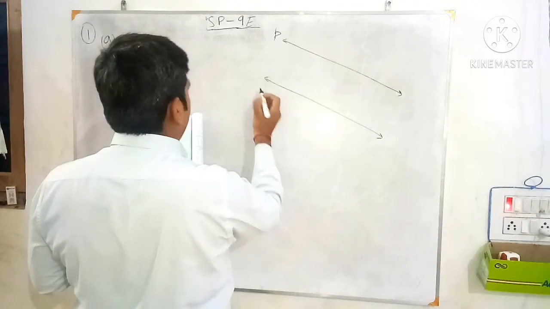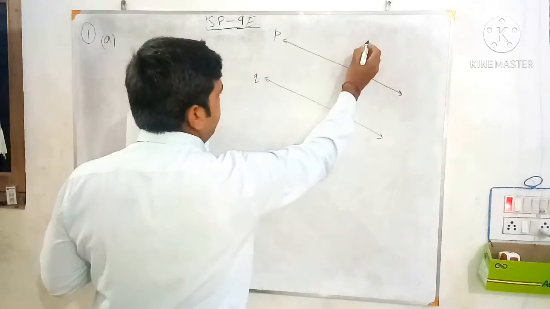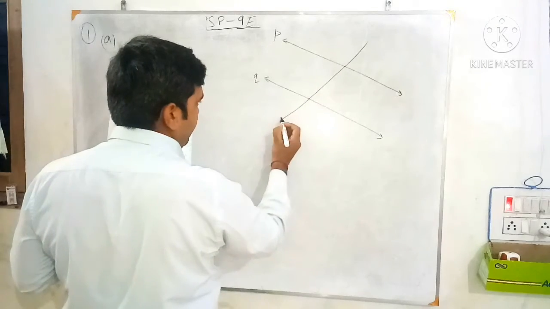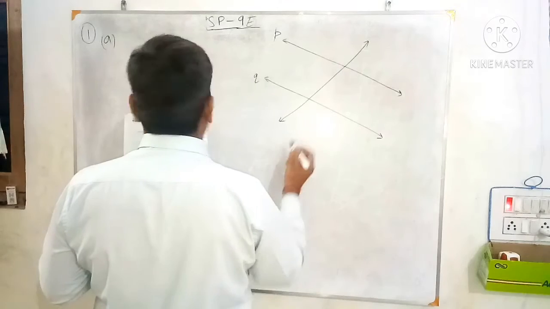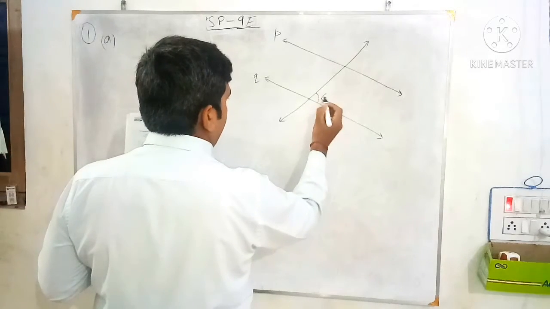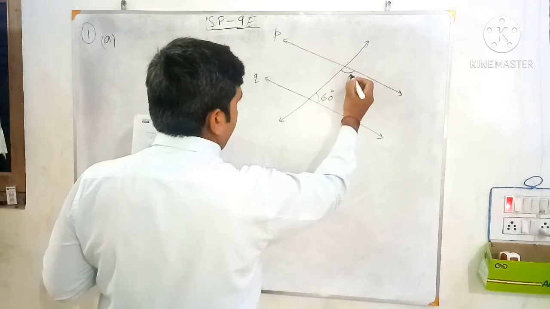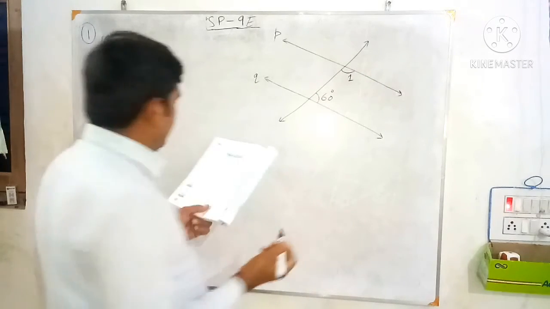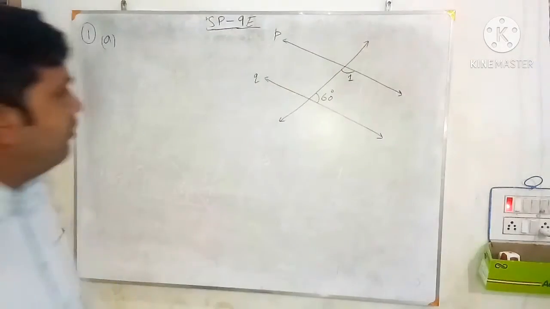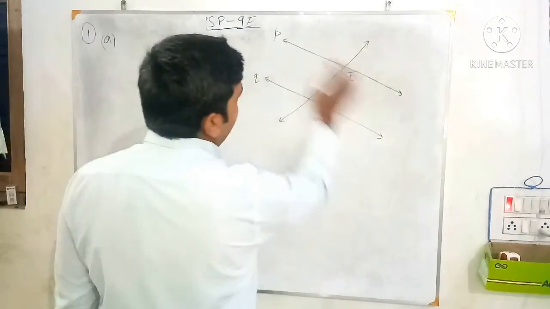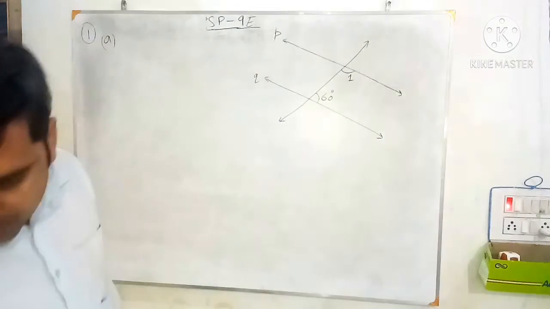P and Q, and with the transversal is there. Angle 60 degree and angle 1. So here you have to find the measure of the unknown angle. Unknown angle 1 we have to find. Now see, these two lines are parallel, P and Q are parallel to each other, and this is the transversal.